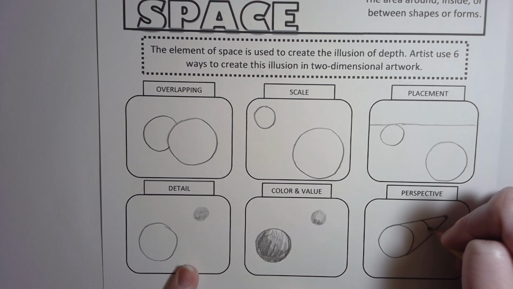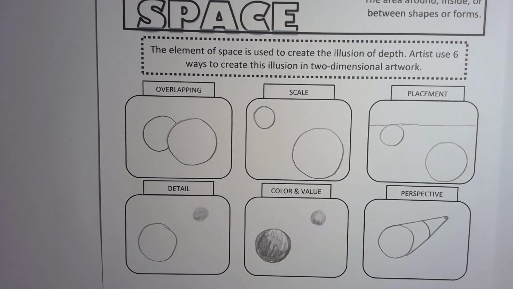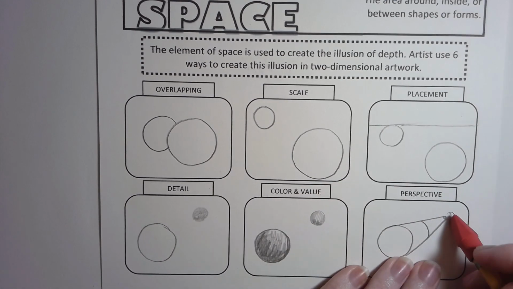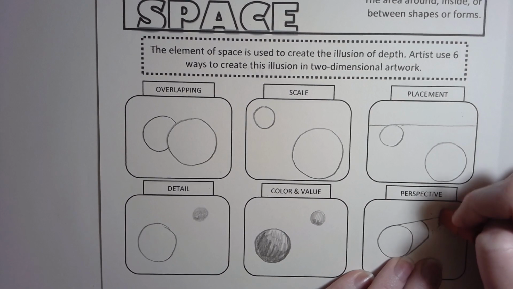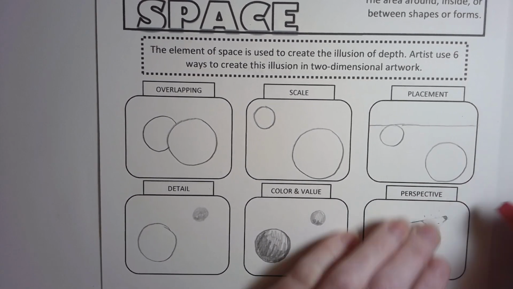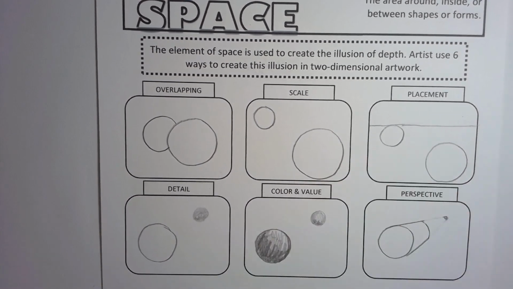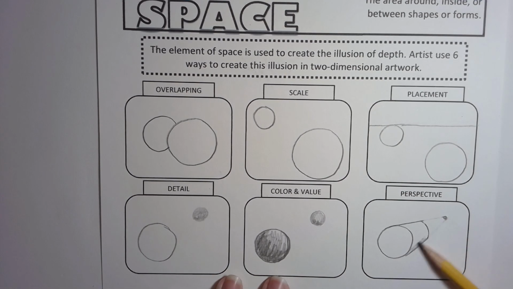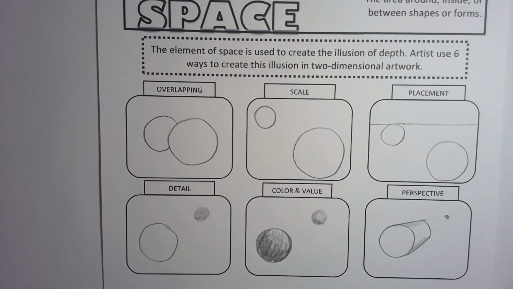And you could create a cylinder that looks like it's disappearing off into space. That's why it's called a vanishing point. It looks like your objects are vanishing into that point. And there you have a cylinder. So there's 6 different ways that you can create the illusion of space in your artwork.